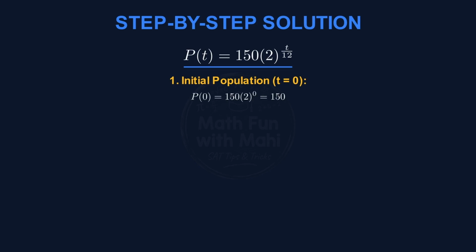Next, our target is 4 times the initial amount. So if 150 is the initial amount, then the target will be 150 times 4, which is 600. Now we set our function equal to 600 and solve for t.